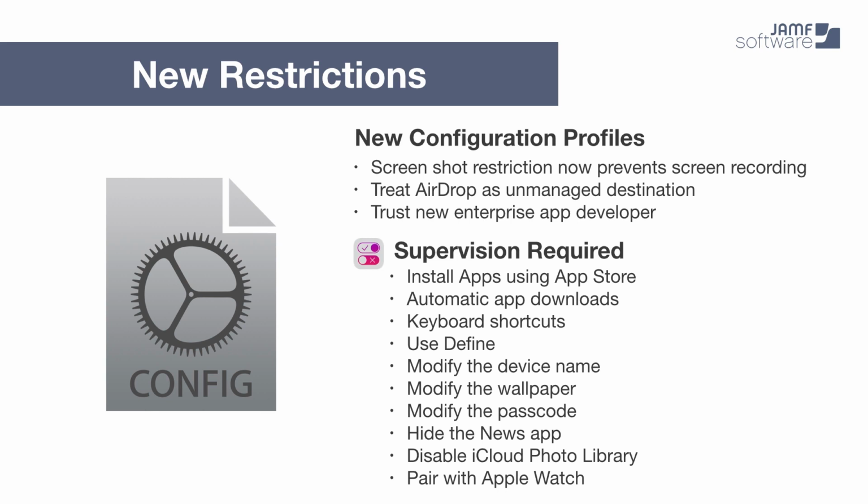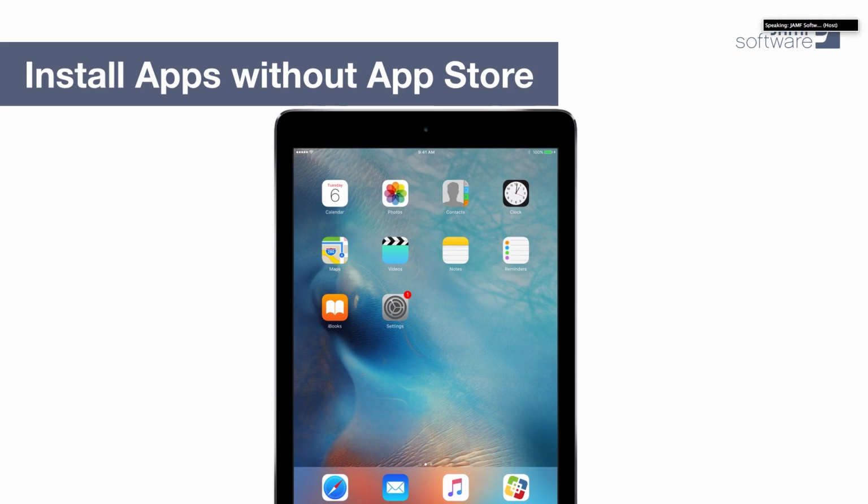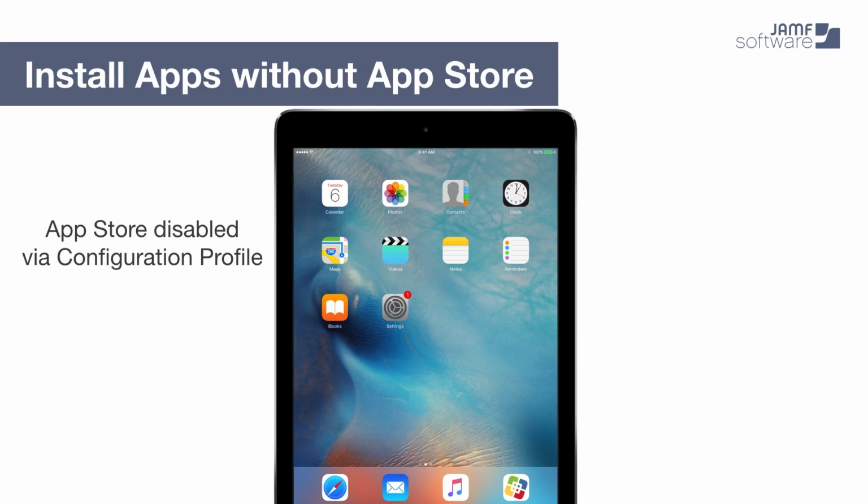But one of the really underlying technologies that Apple also introduced with iOS 9 is this ability to install apps without the App Store being present on a device. So how does this all work? Well, you start off by distributing a configuration profile to these devices that disables the App Store. So if you notice on our iPad here, the App Store doesn't even exist.